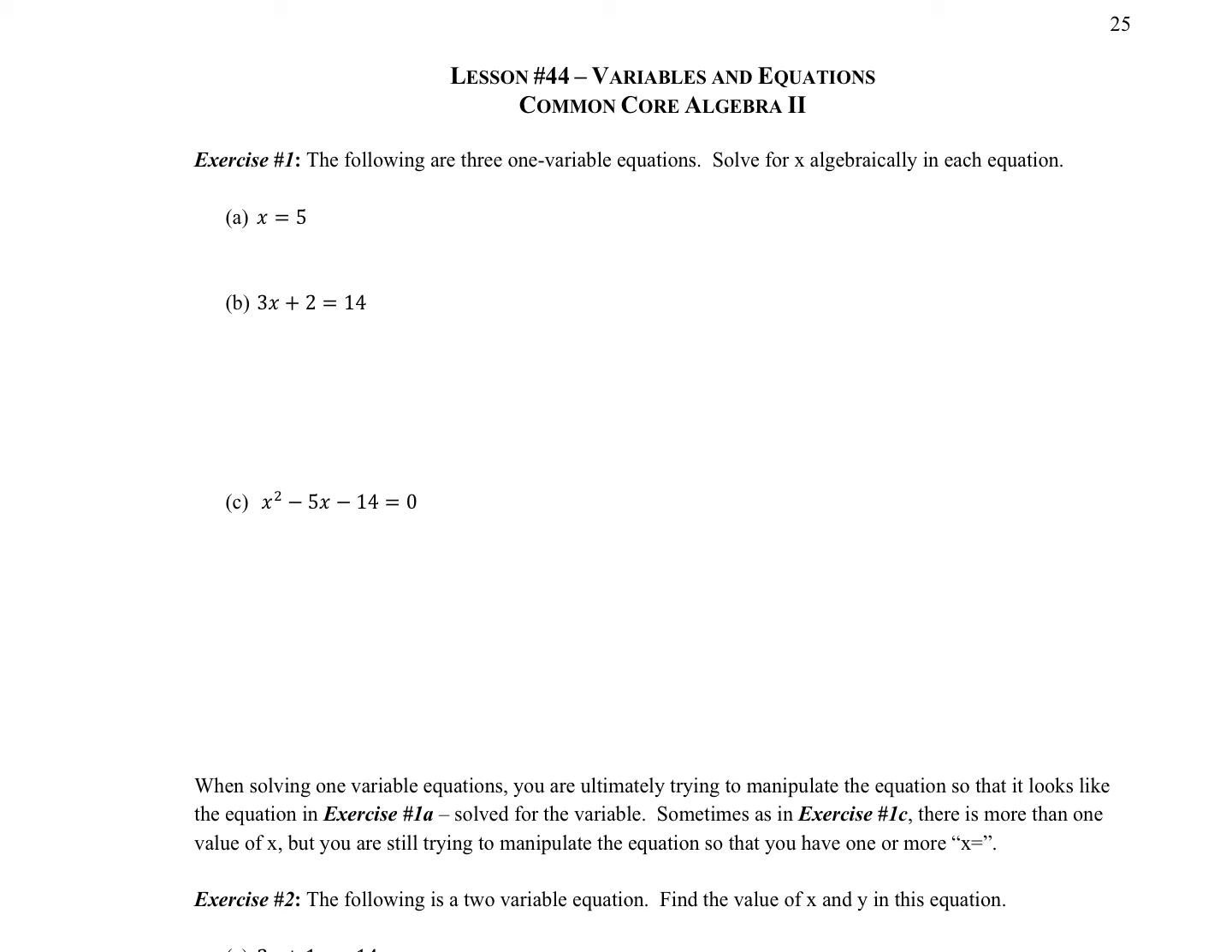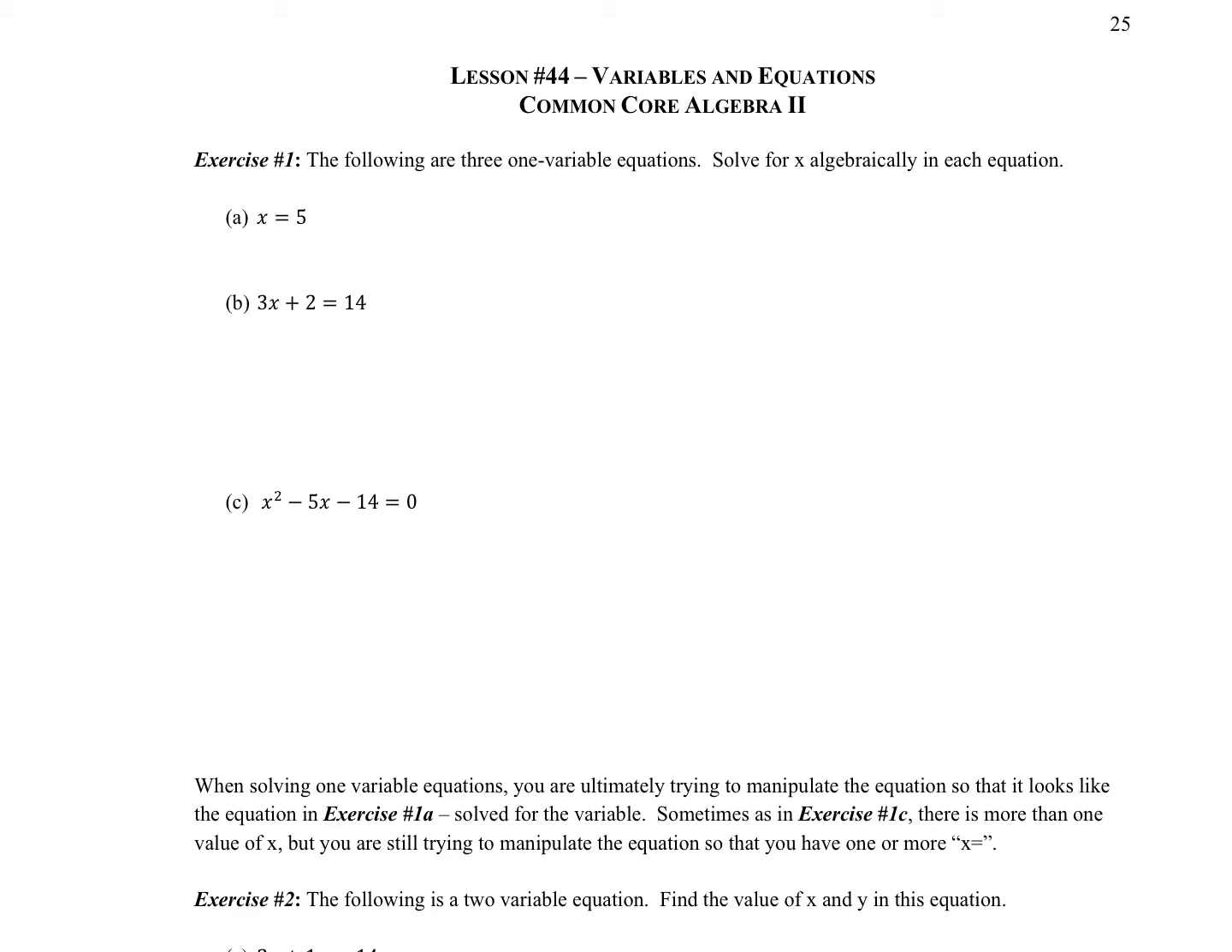In this lesson, we're going to start on the second half of the unit, which has to do with systems of equations. So this lesson specifically is going to tie together a lot of different things you already know about equations as we head into the new material. So first off, it says the following are three one-variable equations. Solve for x algebraically in each equation.